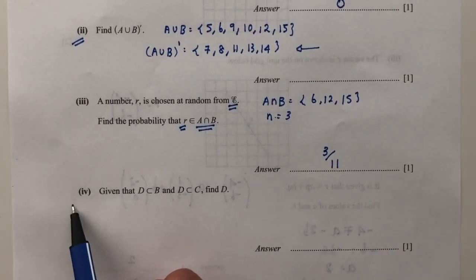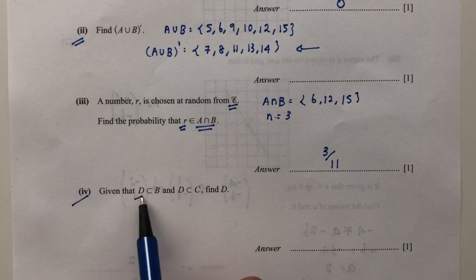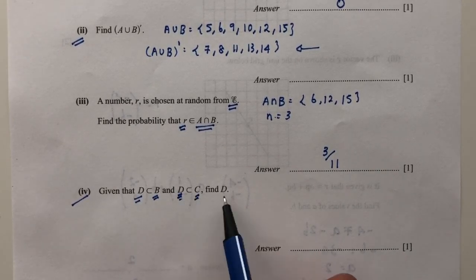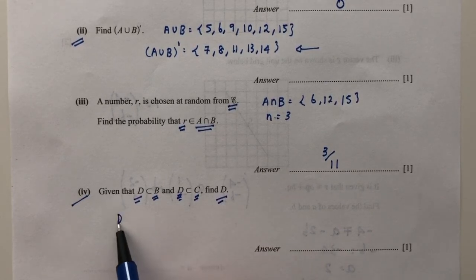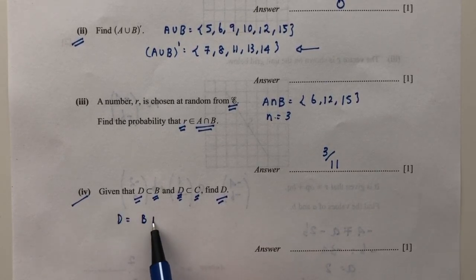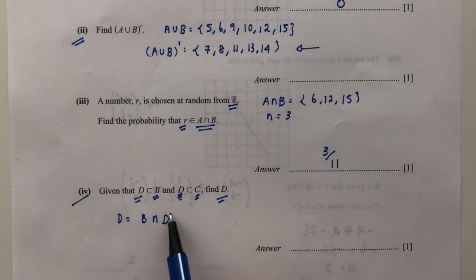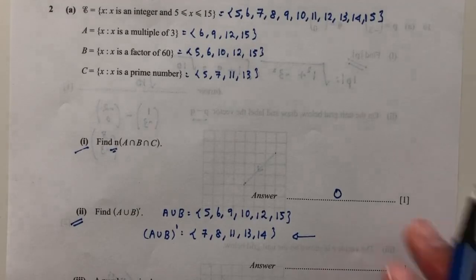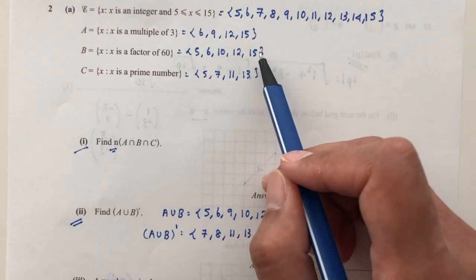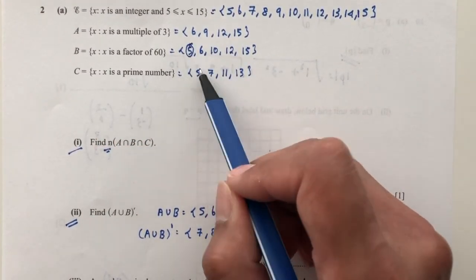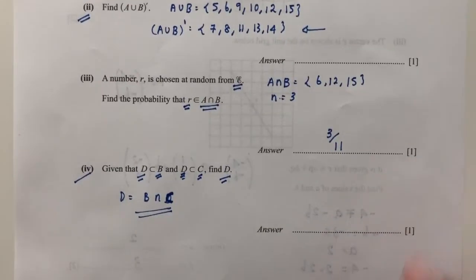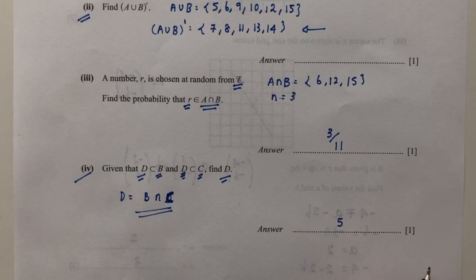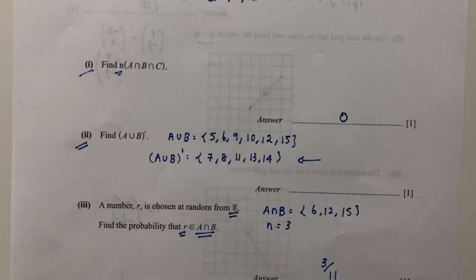Now for part 4, given that D is a subset of B and D is a subset of C, find D. So basically D is actually equal to B intersecting C. So let's find that. So B and C, the only element that is the same is 5. So these 2 are intersecting. So 5 will be the only element of D. Okay, that is question part A of number 2.